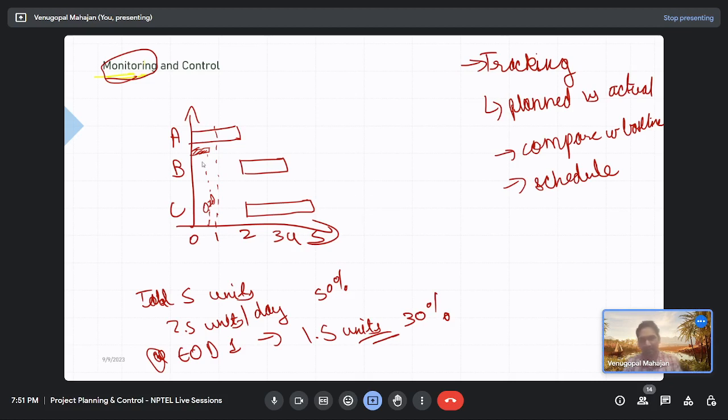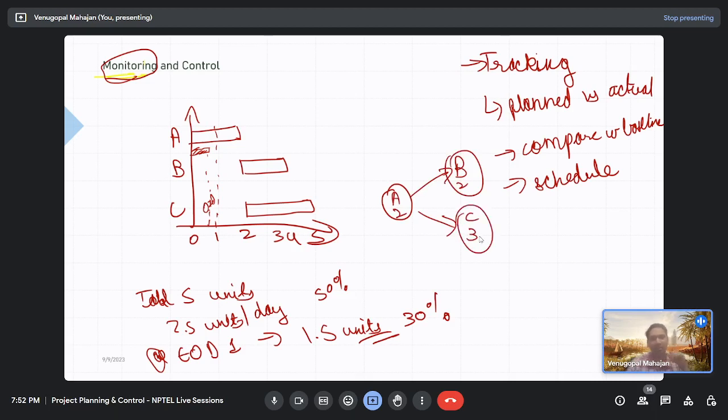What about CPM? Can you track it in CPM? Let's say there is activity A, 2 days, then activity B 2 days, and activity C 3 days, and you have covered only 30% of activity A at the end of the first day. Any way to do it?